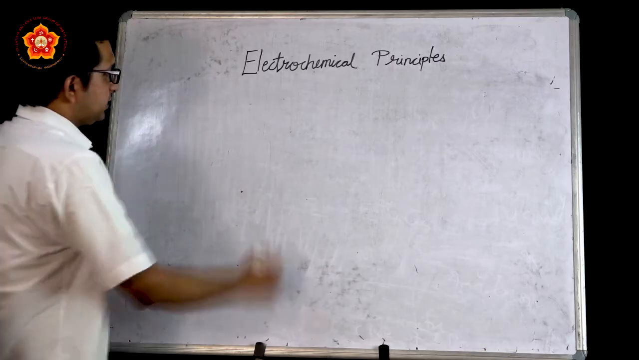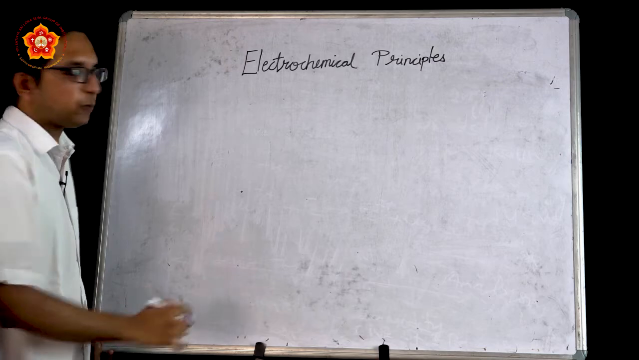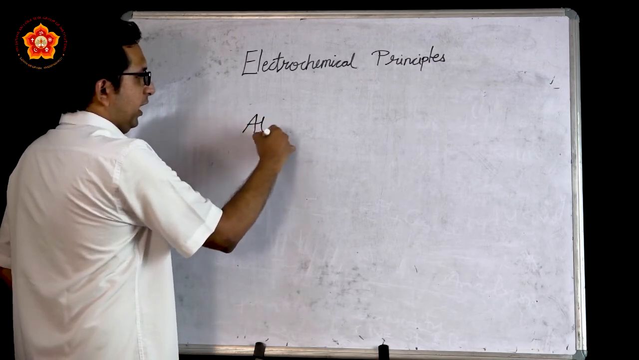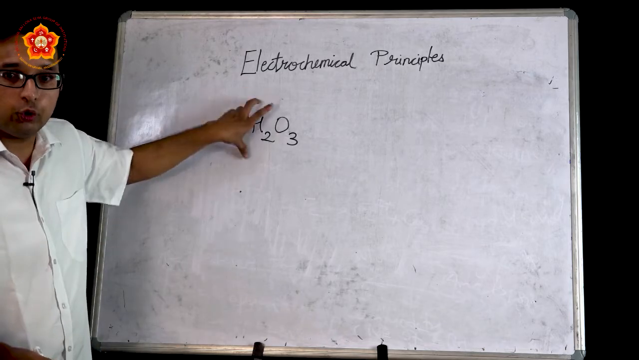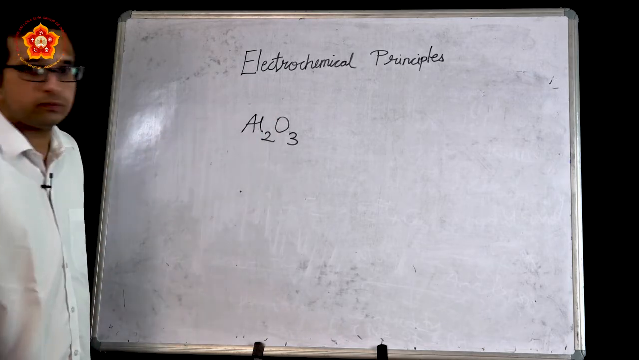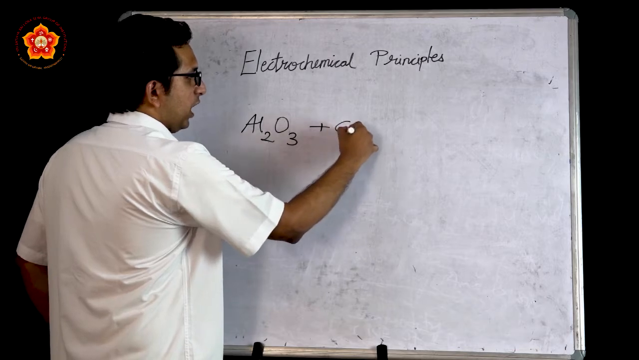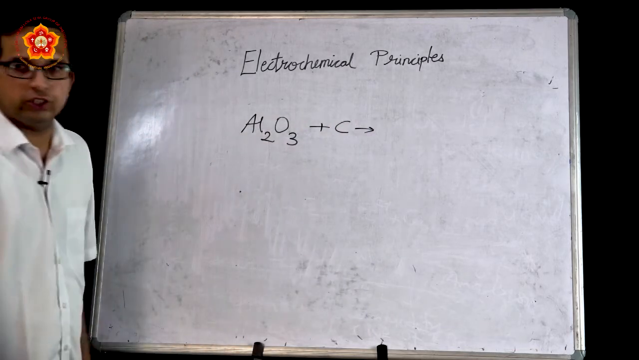In this case, the overall reaction that takes place here is given by Al2O3, the aluminum oxide, which you have got in a crude ore form by various methods. This is treated with carbon, which is a reducing agent.